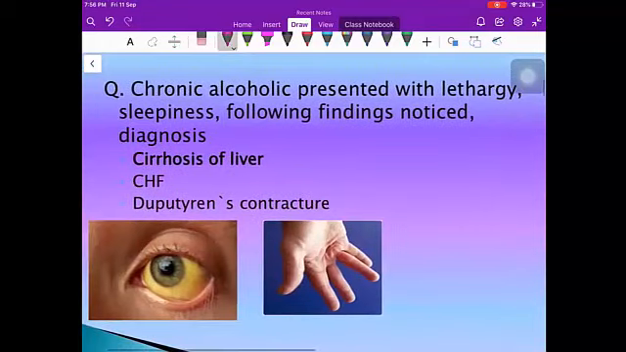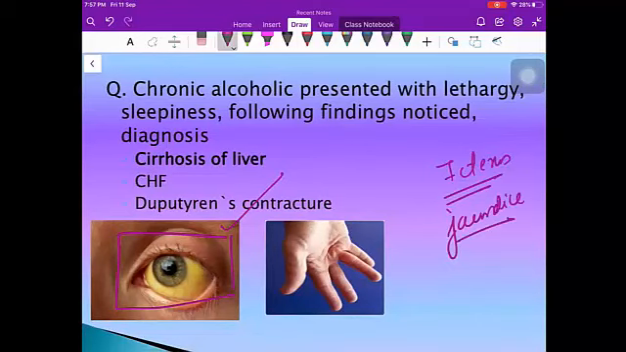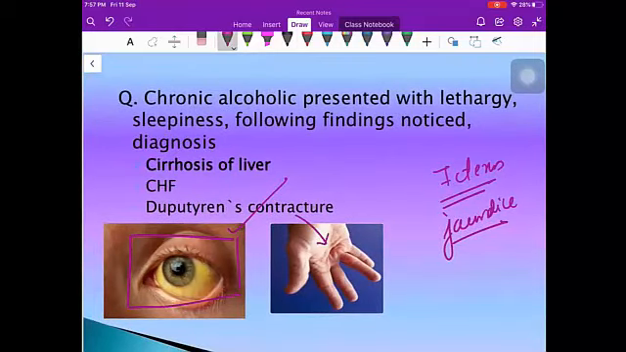There was a 40-year-old patient attending the OPD with a history of excessive sleepiness, lethargy, and in the question it was written that he consumes alcohol also. On examination, the findings were given. This was the image given where you can see there is icterus in the eyes, that is jaundice, and there was Dupuytren's contracture, that is in the ring finger.